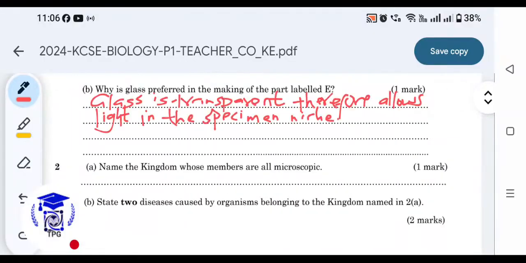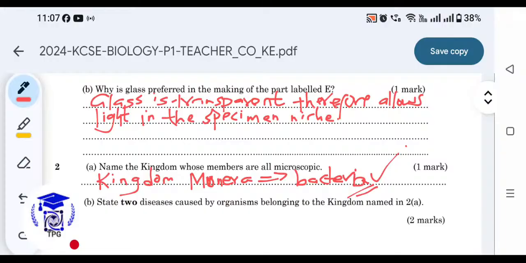Number 2: name the kingdom whose members are all microscopic. The kingdom whose members are all microscopic is kingdom Monera. Kingdom Monera consists of all bacteria. All bacteria are microscopic.